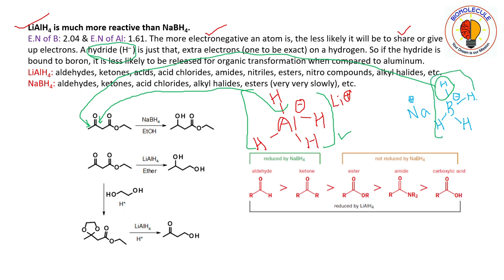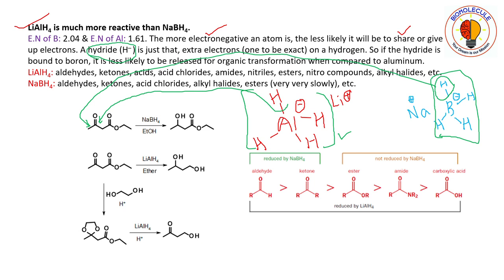and see which compound has more tendency to give its hydride ion. If the tendency to release the hydride is more, then its reducing character is more. Since boron is more electronegative than aluminium, it will not give the bond to the hydrogen atom; rather, it will take the bond towards itself.